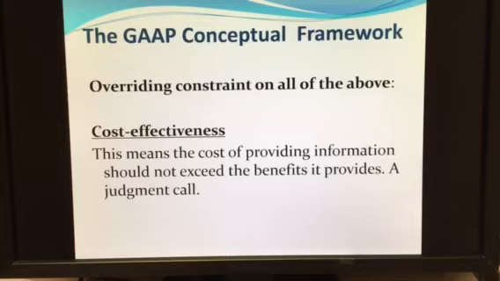Now, there's an overriding constraint on all of these. That is, the applications of these and the pursuit of these qualitative characteristics, and that's cost effectiveness. What this means is the cost of providing the information should not exceed the benefits it provides. There is room for judgment here, but keep in mind that this is an overall constraint.